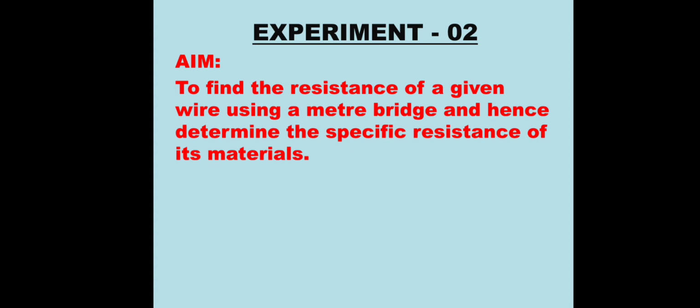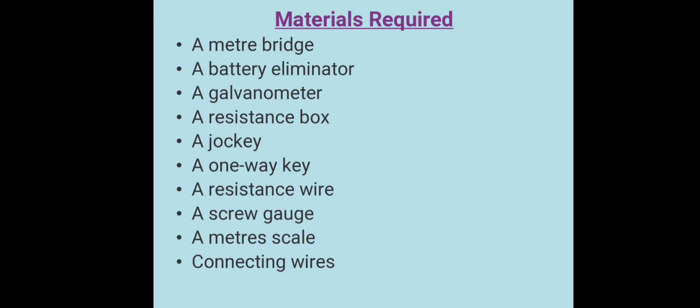Today we shall start experiment number 2, where the aim of the experiment is to find the resistance of a given wire using a meter bridge and hence determine the specific resistance or resistivity of its material. Let us see the apparatus required for the experiment.